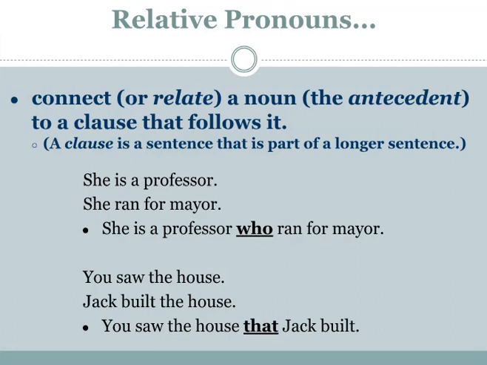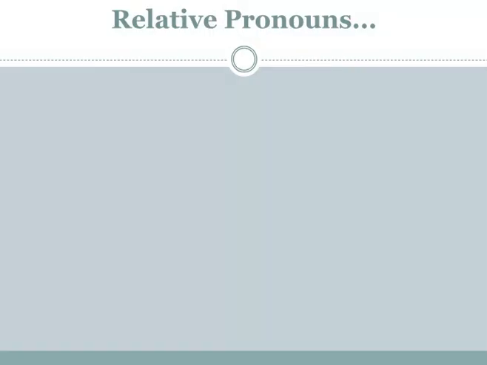In the first example, say, she is a professor, she ran for mayor, you could combine those two sentences into the sentence, she is a professor who ran for mayor. Who refers back to she. Or you saw the house, Jack built the house. In the sentence that combines them, you saw the house that Jack built. That is the word that joins those two sentences, referring to the word house. That, by the way, is the one relative pronoun that isn't also an interrogative pronoun.